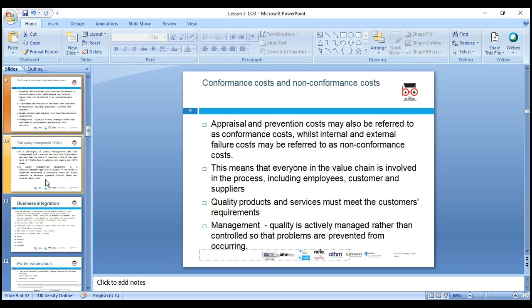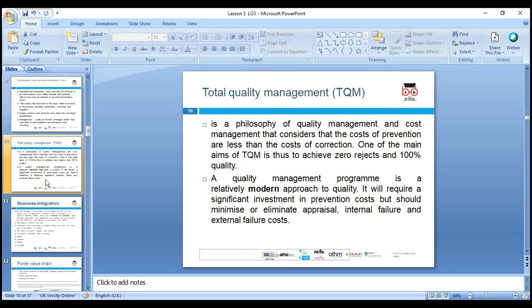Management of quality is actively managed rather than controlled, so the problems are prevented from occurring. We need to look at whether the cost to rectify is more. So TQM, which we discussed earlier, is total quality management. In managing cost, we consider that the cost of prevention is less than the cost of correction. So the cost of prevention is less than the cost of correction.